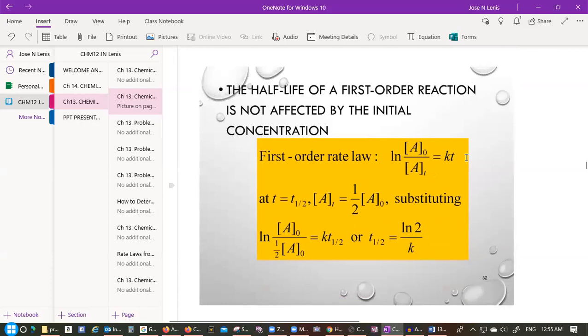And it has been found that radioactive decay follows exactly the same first order kinetics. So, copy that. Radioactive decay follows first order kinetics. That means you can apply exactly the same first order rate law we just discovered.